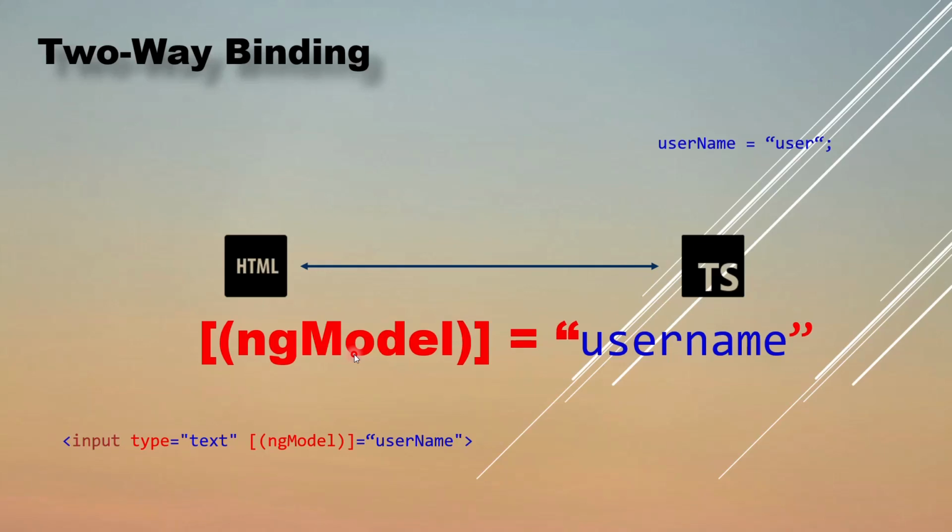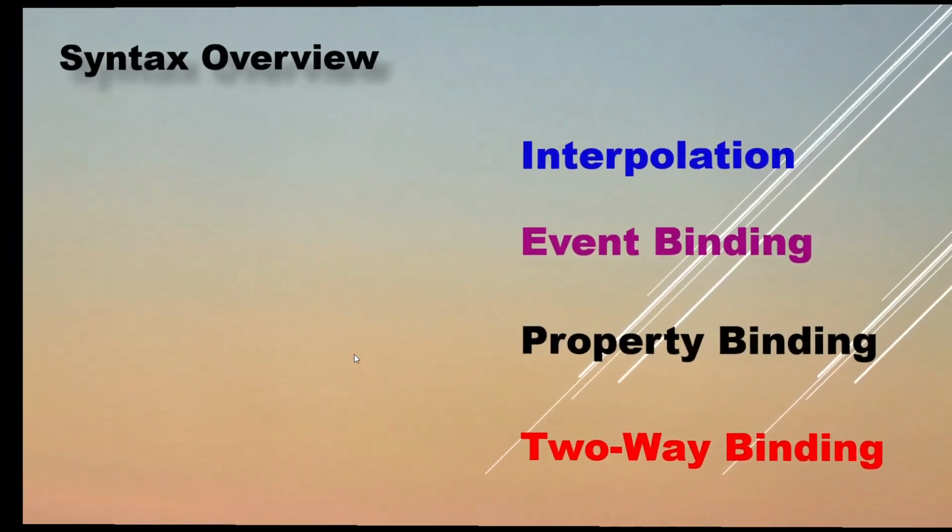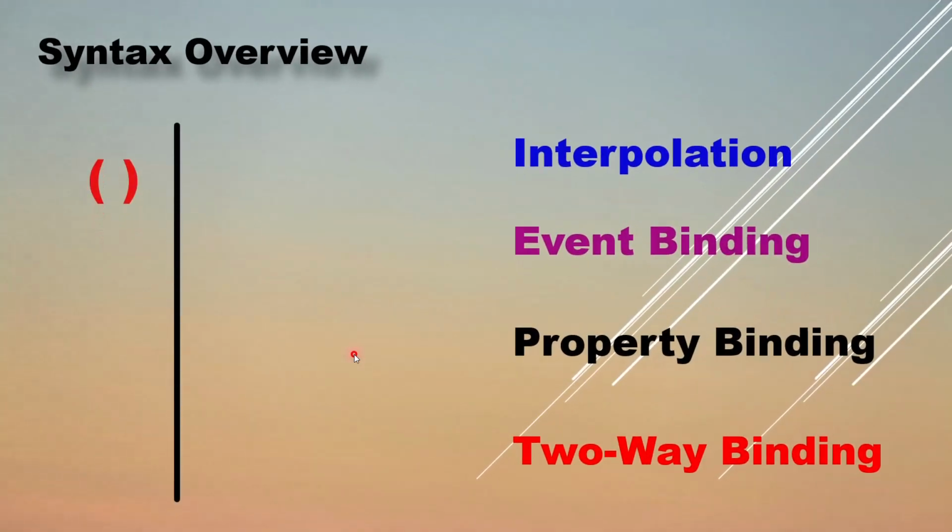So what we have learned is one-way and two-way data binding. In one-way we have three different types, and in two-way we have this ngModel. Now we'll check the syntax overview. So this is the normal bracket. What is the type of binding? Can you guess? Yes, this is event binding.